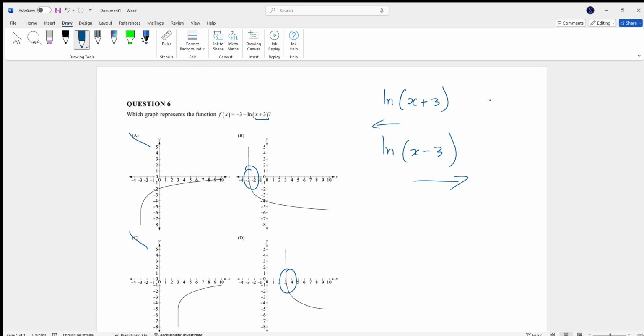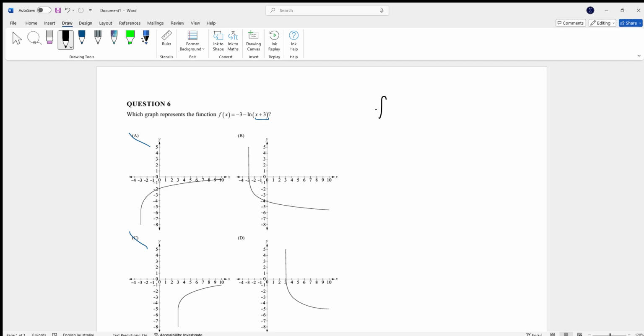So basically this one would look somewhat like that, and this one would look like this. So I know straight away B is going to be the correct answer, but this is another way you could show it as well. Let's say you weren't sure about that. You can find the x-intercept, and if your x-intercept is -3 or +3, you've got the correct answer then.